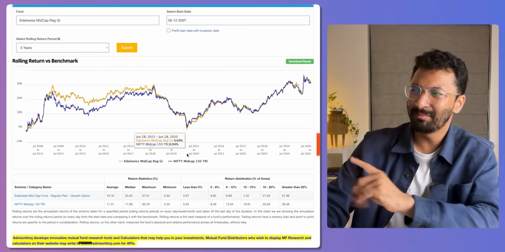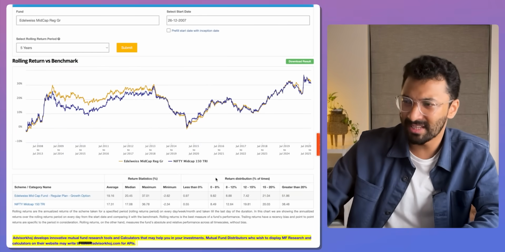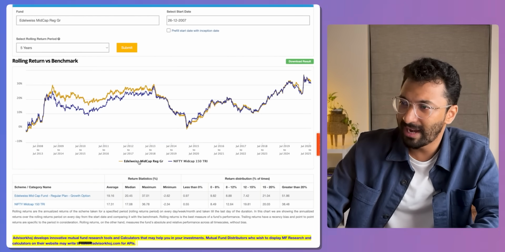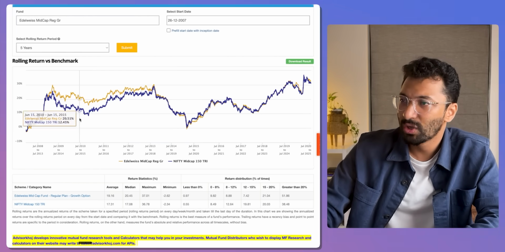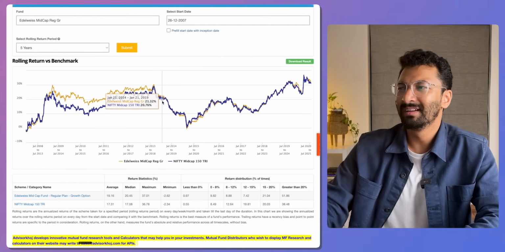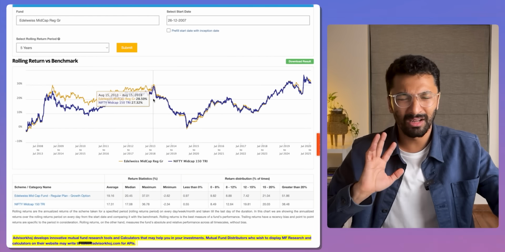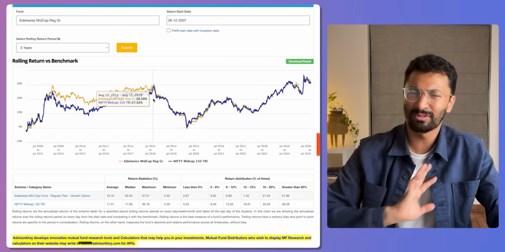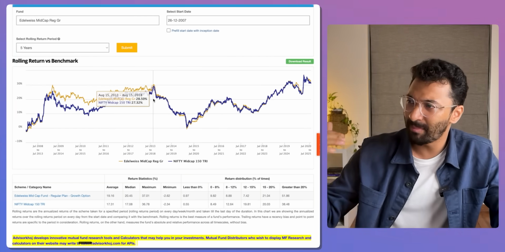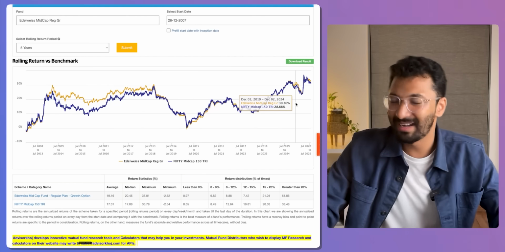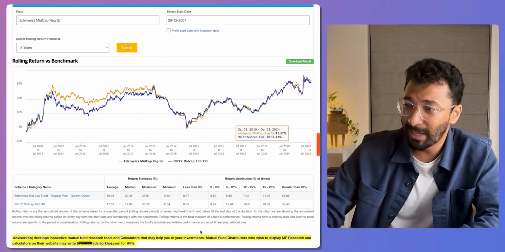So here again, you will see something similar, right? A slightly different interface, but it's doing the same thing. If I just focus on the Edelweiss Midcap Fund, which is this color, you'll again see that for a lump sum investment, from about 2008 to 2018, it was heads and shoulders above the small cap index. And since then, it has hugged that index, right? So they're moving pretty similarly.